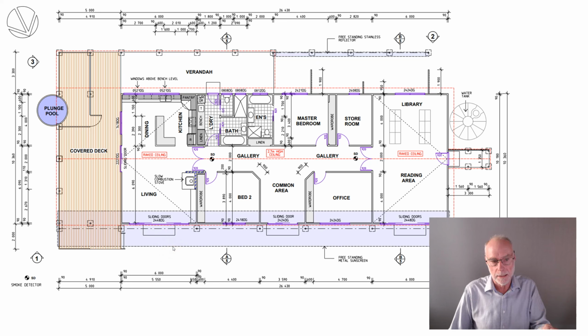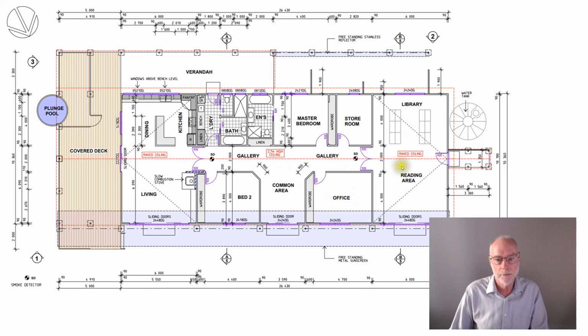Now, inside the house, across the northern face of the house, we have a living room, we have bed 2, we have what we call a common area, which actually joins. It's a T-shaped room, which incorporates what we're calling a gallery, which is like a wide hallway, but it's all one space inside the house. We have my home office, and we have the reading area of the library.